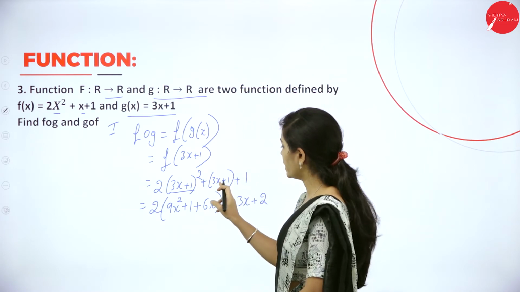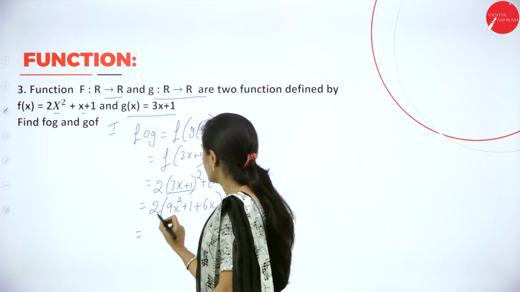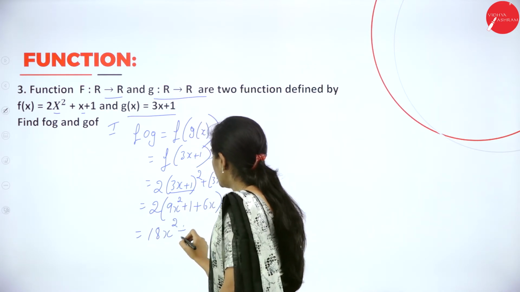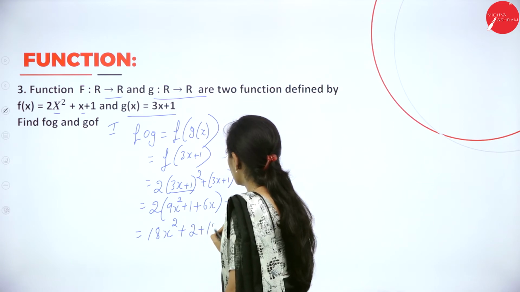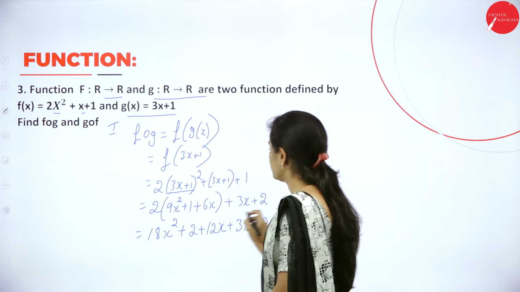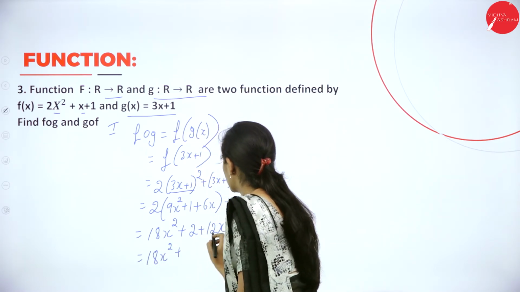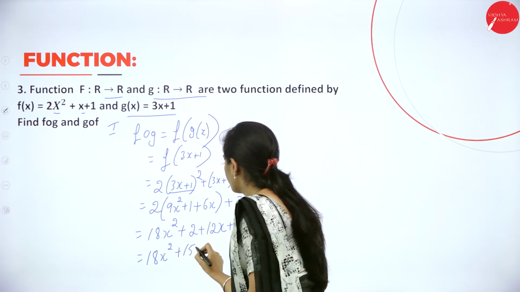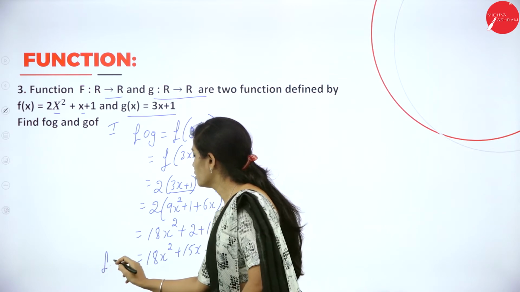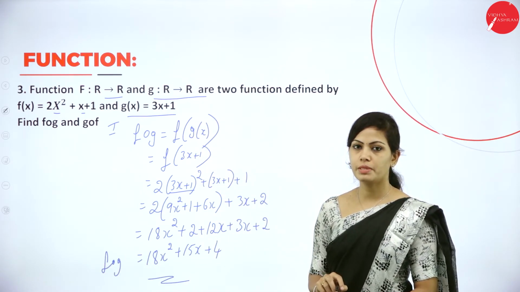Remove this bracket: 3x plus 1 plus 1. So 1 plus 1 is 2. So multiply this: 18x square plus 2 plus 12x plus 3x plus 2. So 12x plus 3x is 15x, and 2 plus 2 is 4. So this is your fog x: 18x square plus 15x plus 4.